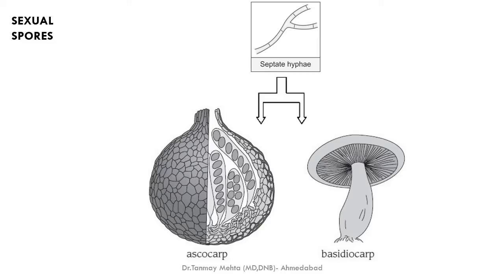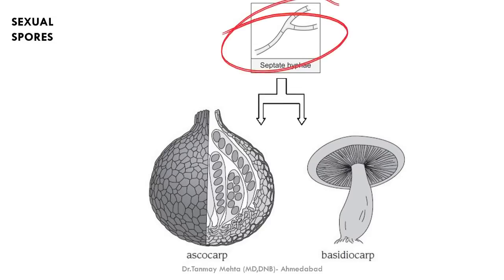If we go towards higher fungi, that means those having septate hyphae, then there are two types of spore which are seen. One is ascospore and another is Basidiospore. Ascospores are within ascocarp and Basidiospores are within Basidiocarp.